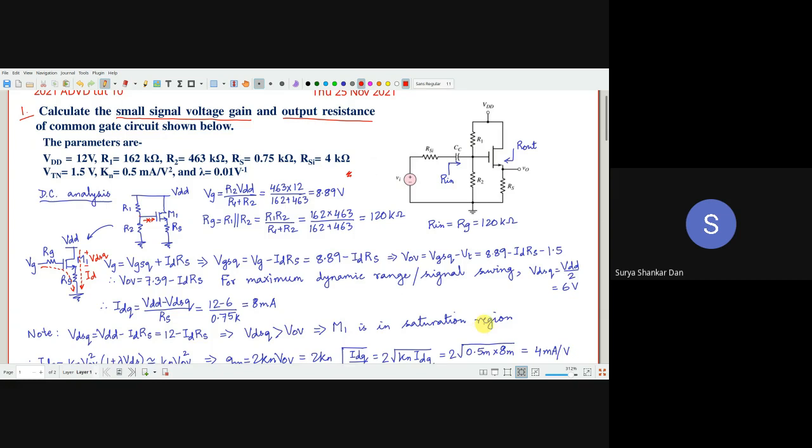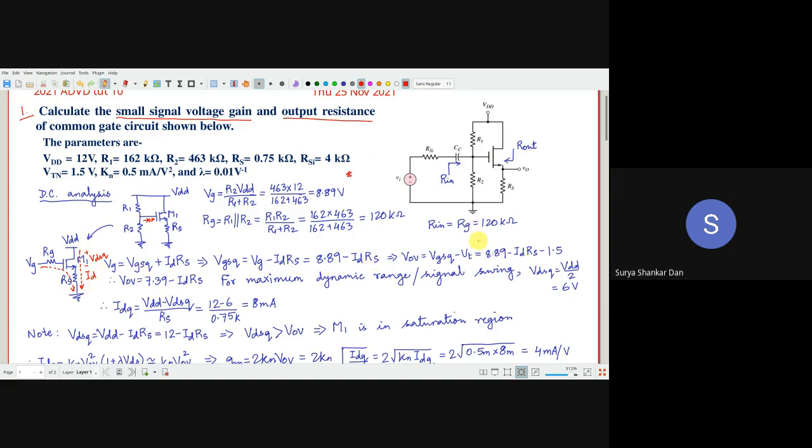Okay. Now what we will do is, for maximum dynamic range, that means for the maximum signal swing, we will try to keep the quiescent point exactly half of the total 0 to VDD range, correct?